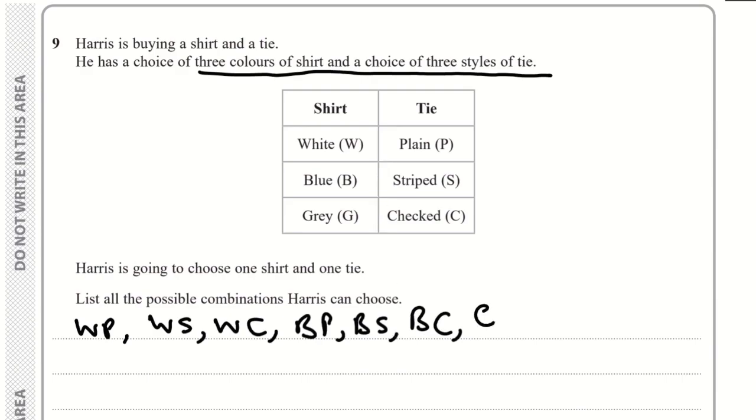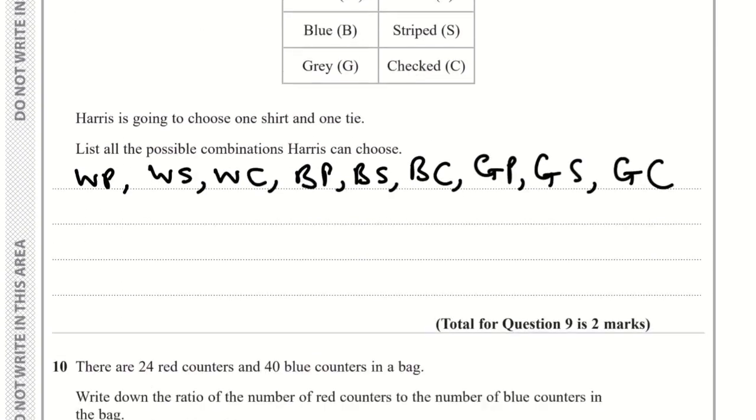So we have gray plain, gray striped, and gray checked. So these are the possible combinations that Harry can have.